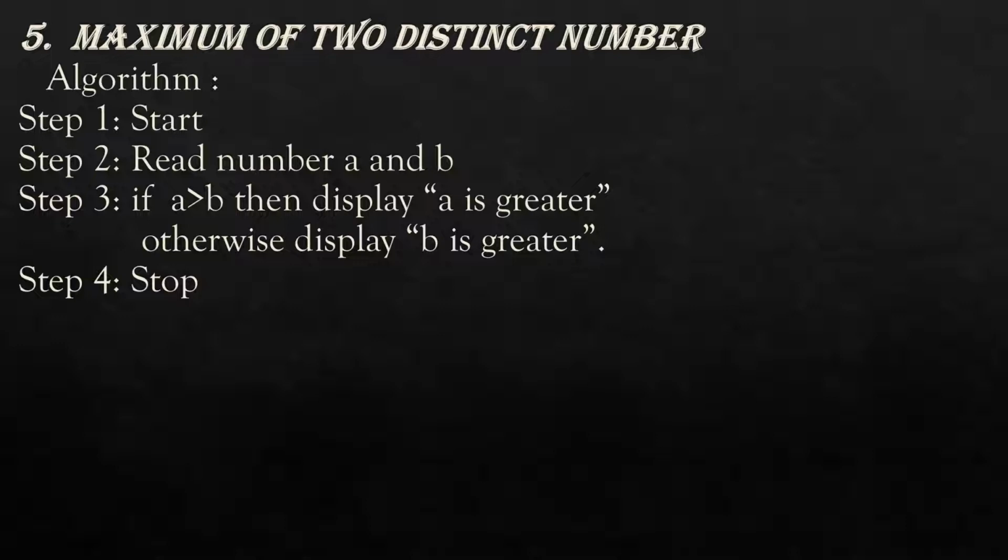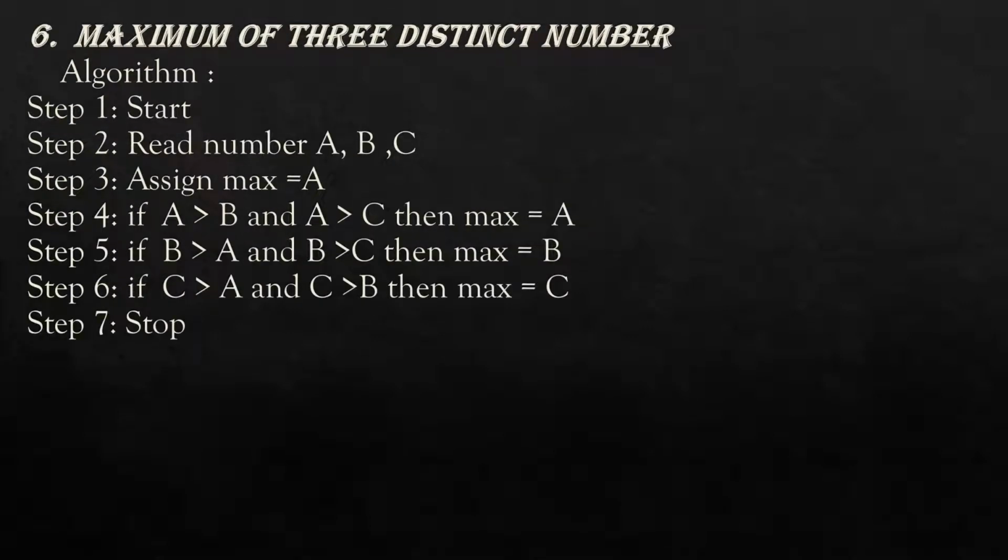So if 20 is greater than 10, then display a is greater. So value of a is what? 20. Obviously a is greater than b, so the result will display as a is greater. In step 4, it will stop the algorithm here.